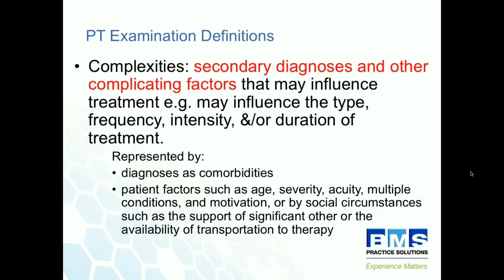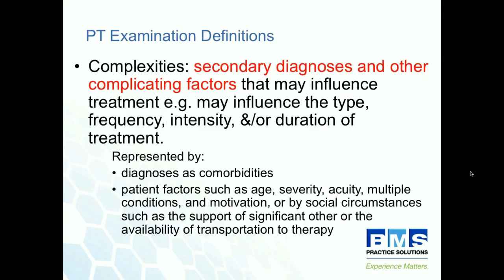So this whole idea of complexities is really critical to being able to assign the right level of evaluation to your patient, because complexities basically determine how complicated the clinical decision-making will be around your patient. So complexities include secondary diagnoses that will affect treatment, as well as other complicating factors. And these are things that can influence the physical therapy treatment. So they'll do that by influencing the type of therapy that you give, the frequency of the therapy, the intensity of the therapy, or the duration of the treatment.